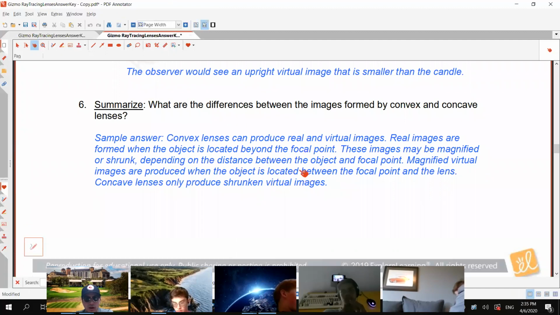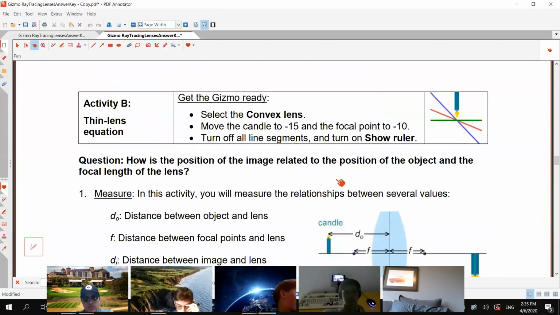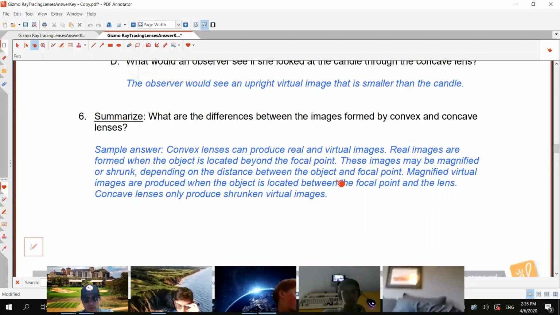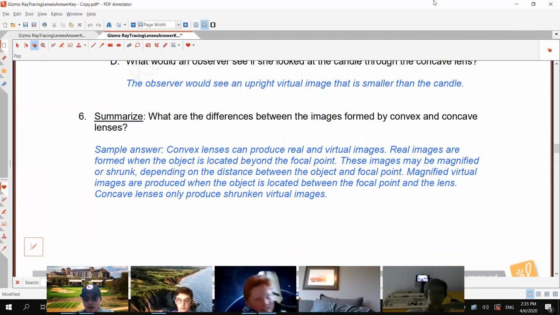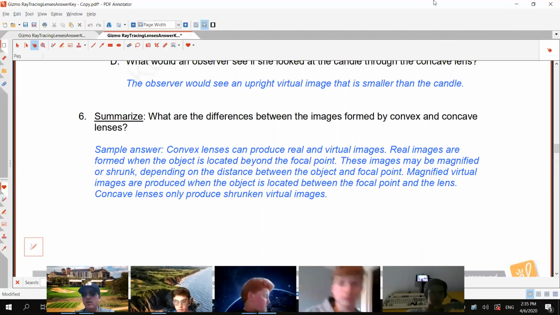Okay, so convex can magnify and shrink an image depending on its location. Concave always will shrink the image and make a virtual image. Any questions so far? Okay, if there are no questions, that is it for the review of the Gizmo. So let me just close this out now.